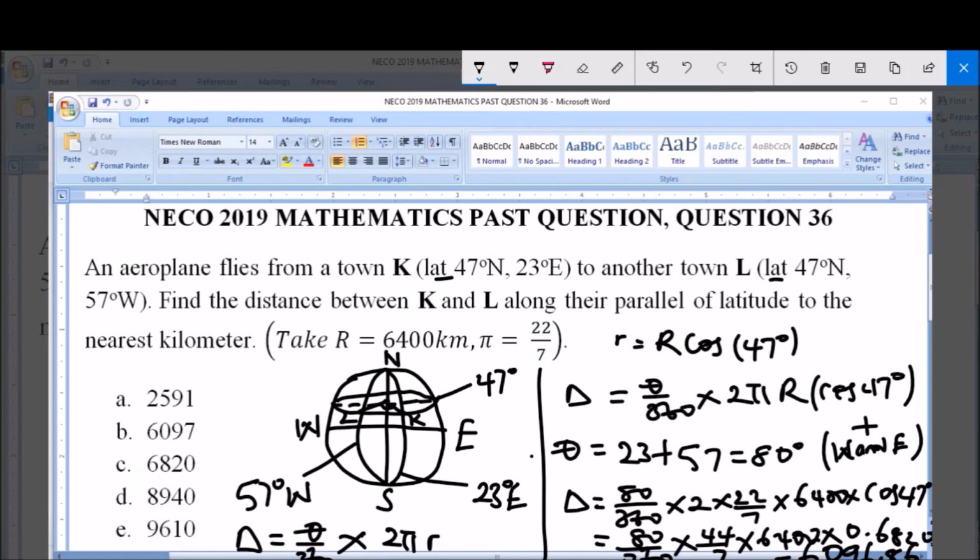But the question says we should leave it to the nearest kilometer. Since we have 6096.86 kilometers, leaving it to the nearest kilometer, we round up, because the value after the decimal is above 5. So we have 6097 kilometers, and that is option B.